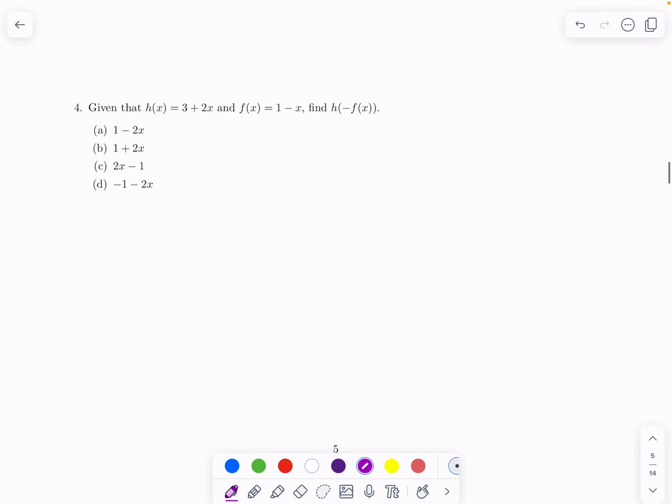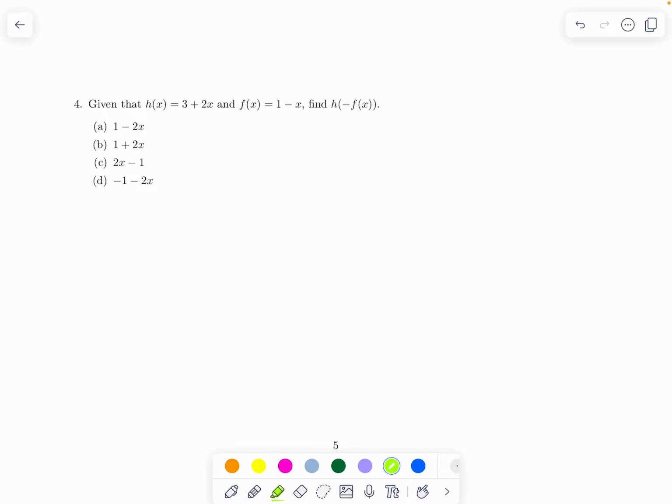Okay, I hope you're enjoying this. So let's look at the next problem, which is a composition of function problem, right? Because we want to find h of negative f of x. Now, to make life easy, if you have a problem like this, you want to simplify what is inside the bracket, which is negative f of x. So I know f of x is 1 minus x. So negative f of x is just going to be negative 1 minus x, and this is just x minus 1, right?